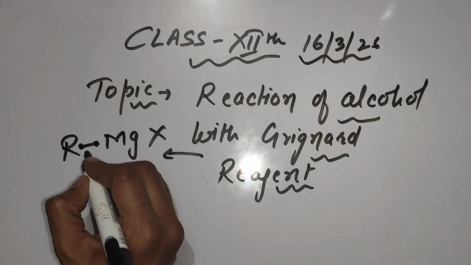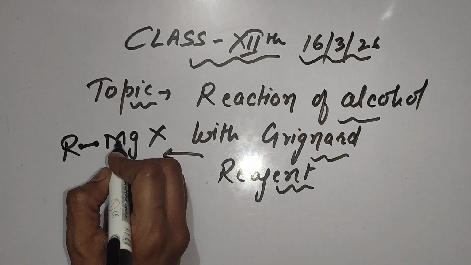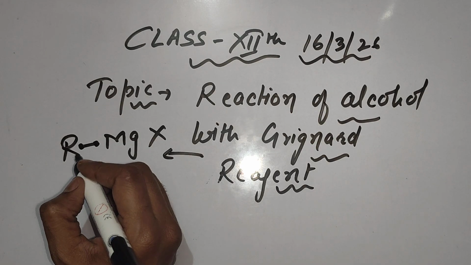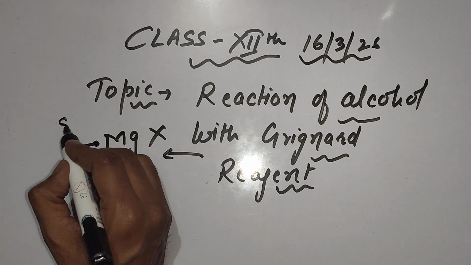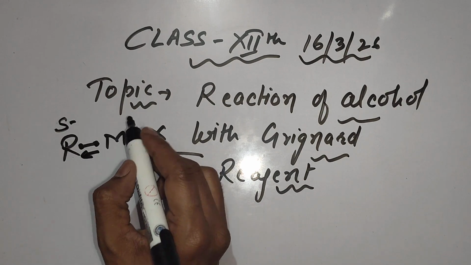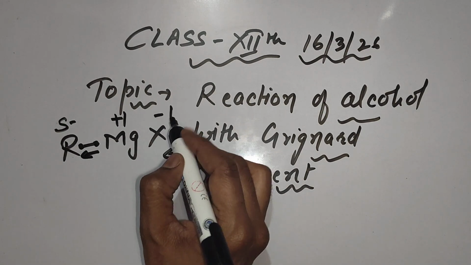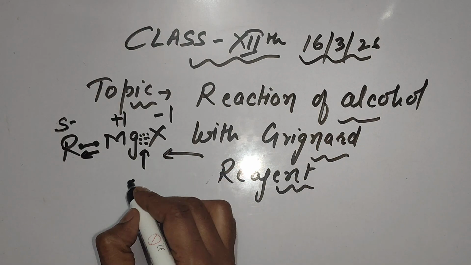Between R and Mg, we know R is made up of carbon and hydrogen. So carbon has made a bond with magnesium, that is a covalent bond. Carbon's electronegativity is more than magnesium, so these electrons are more toward the carbon side. So it is carrying a negative charge. Magnesium has a +1 charge, which is balanced by the -1 charge of X. Between Mg and X, there is an ionic bond.